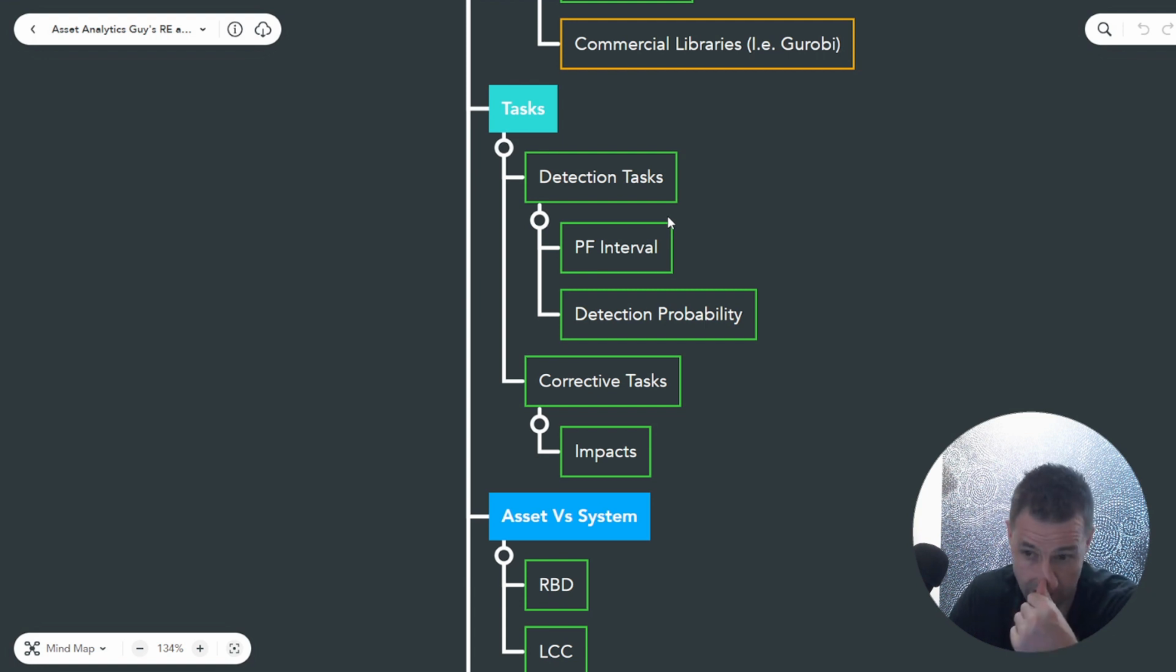These play a really big part in things like maintenance strategy optimization and determining intervals of when you should do various different tasks. And then on the corrective task side, those tasks that actually impact the asset: what they impact, what failure modes they reset, and how much they adjust where the probability of failure was for certain different modes before, to where it is after the corrective task is performed.